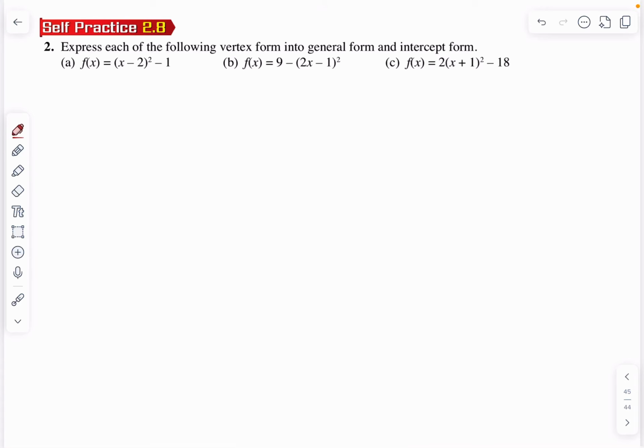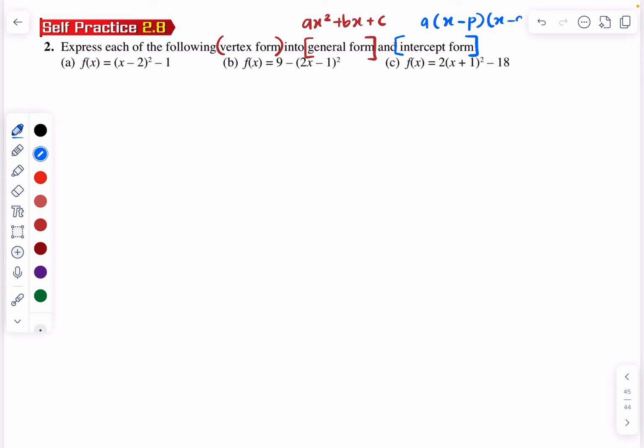Question 2. Express each of the following vertex form into general form and intercept form. Okay, so general form will be ax² + bx + c, and intercept form will be a(x − p)(x − q). Basically you have to factorize it. And this is vertex form. The vertex form is what they have given us.